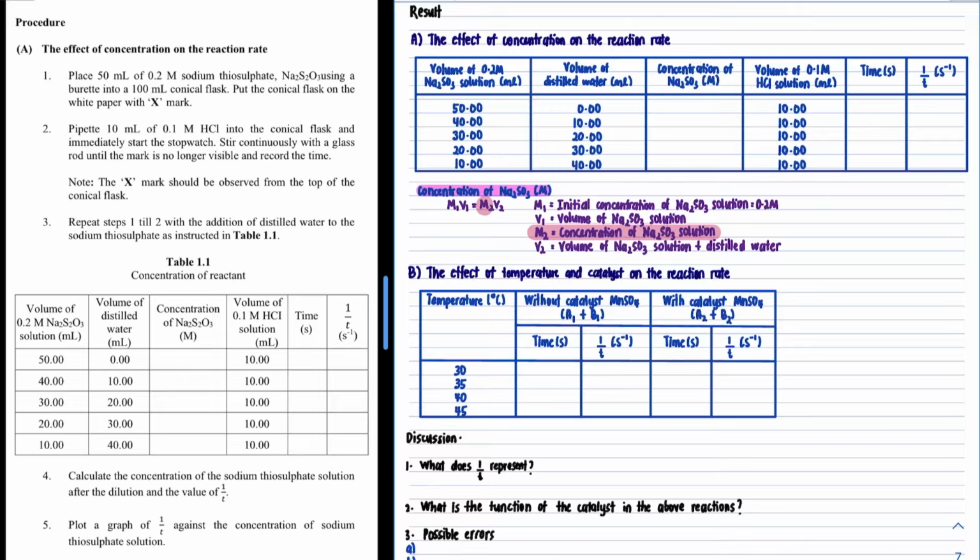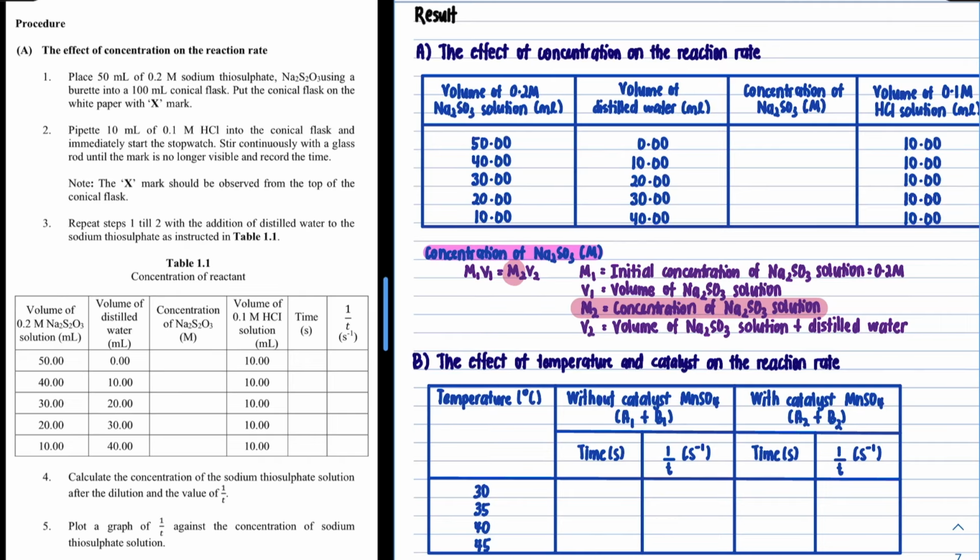So let us calculate together. I'm just going to show the first two examples here, 1 and 2. Again, we're going to use the formula M1V1 equal to M2V2. M1V1 is the initial one, the concentrated one. M2V2 is our diluted version, which we're going to calculate.